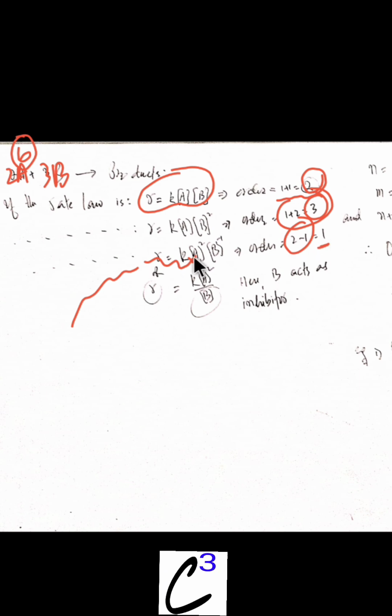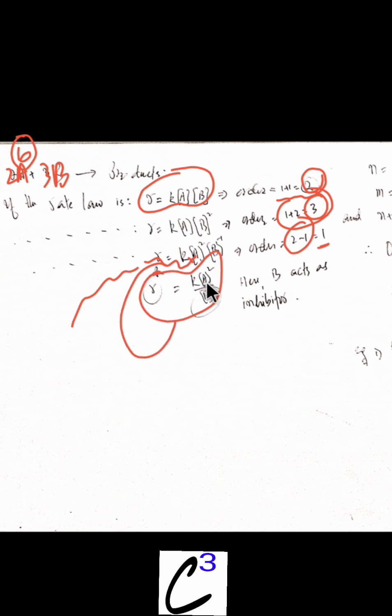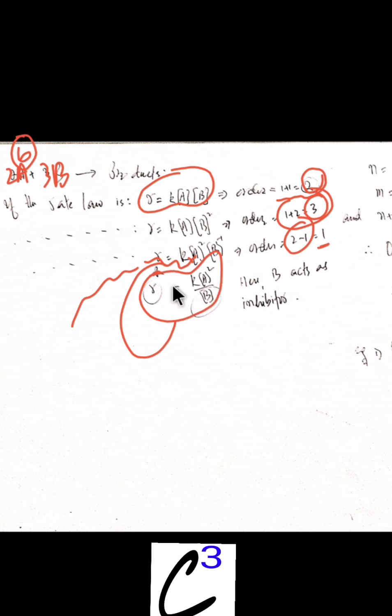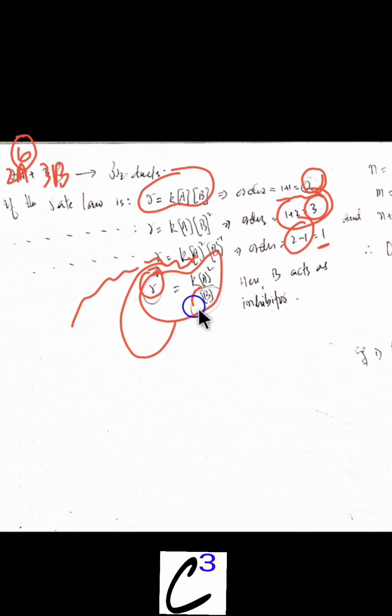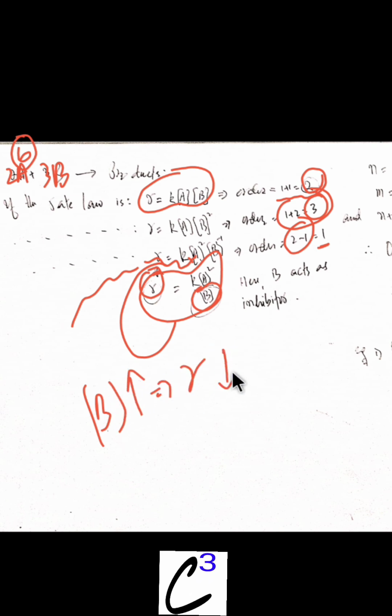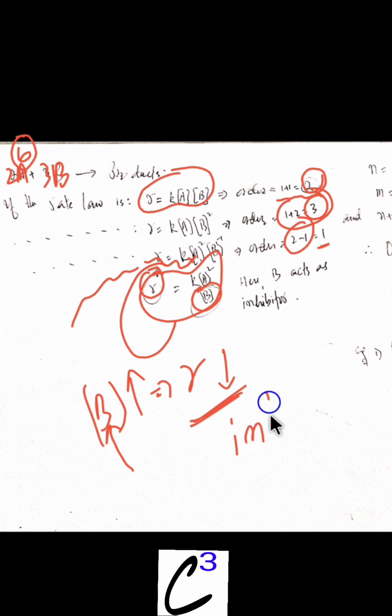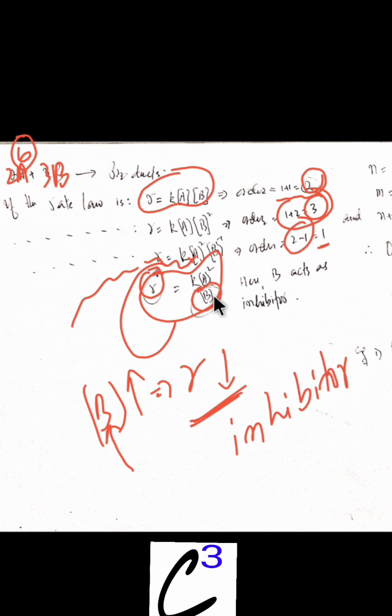Now, one important point here is that this expression can be written like this: R is equal to K[A]^2 divided by [B], the concentration of B. So the rate is inversely proportional to the concentration of the reactant B. When the concentration of reactant B increases, the rate of the reaction decreases. Such substances which decrease the rate of the reaction are called inhibitors. So B here is acting as an inhibitor.